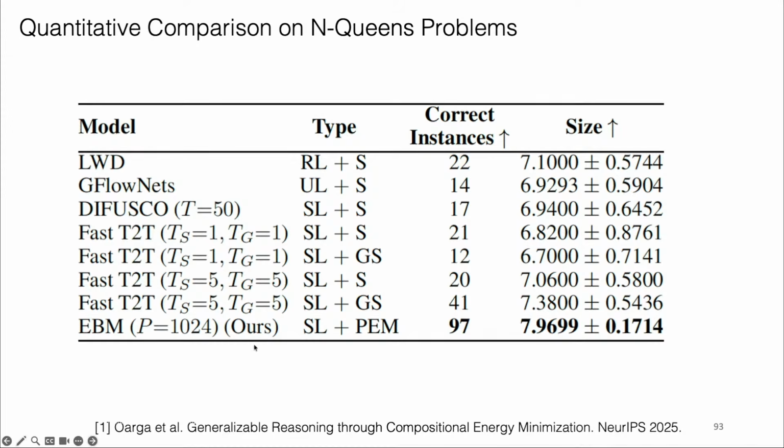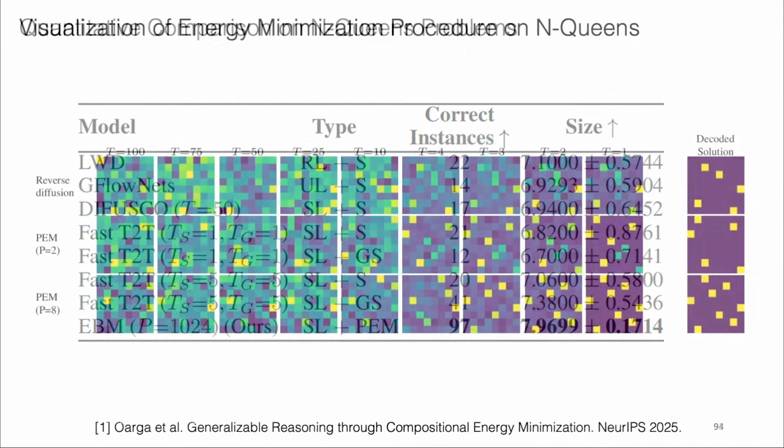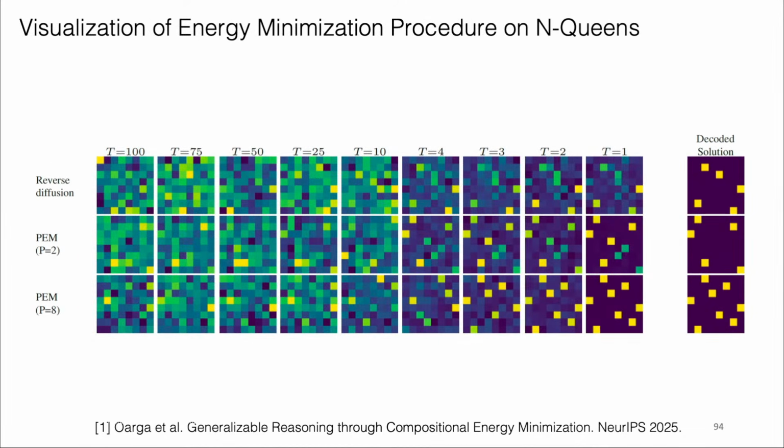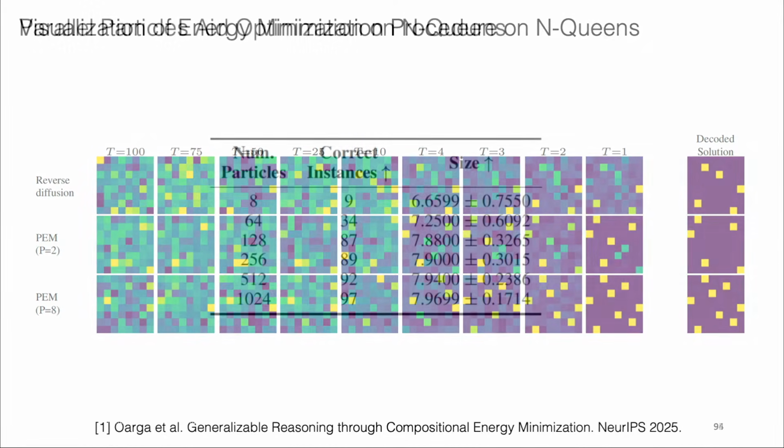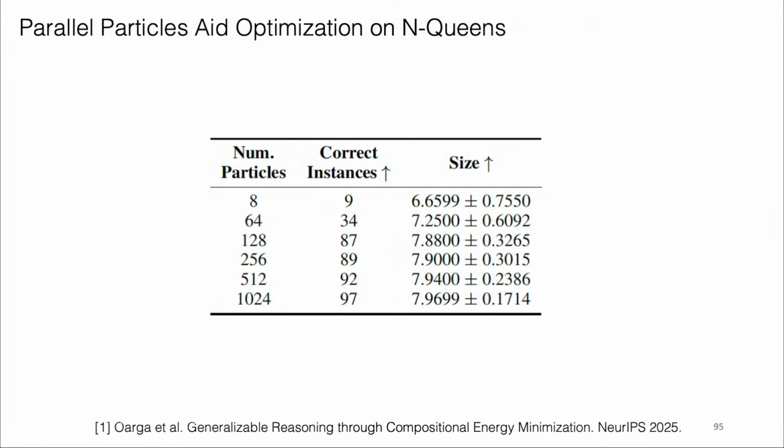I guess the disadvantage of our approach is it's quite a bit slower because we're running some type of optimization. We have 1,024 parallel instances that we run this optimization over to eventually get the correct answer. Here's another visualization of solving the n queens problem. And one thing to note is as we compose these energy functions, it gets harder to optimize these problems because you have more and more minima. So in practice, we use a lot of parallel particles for optimization, up to around 1,024.